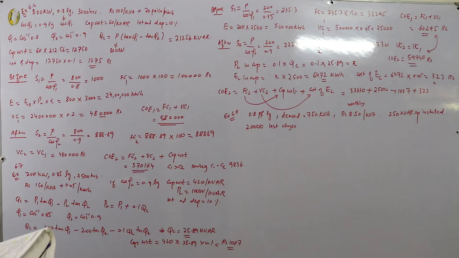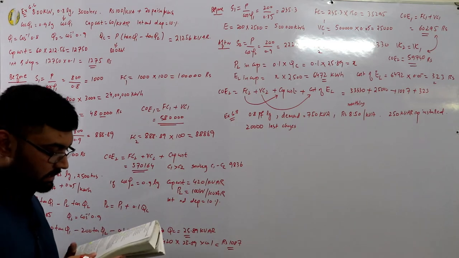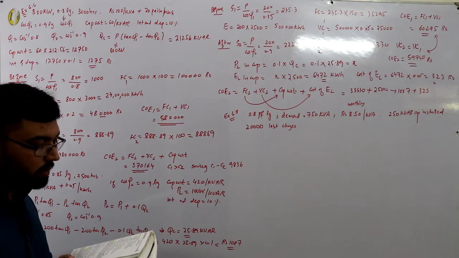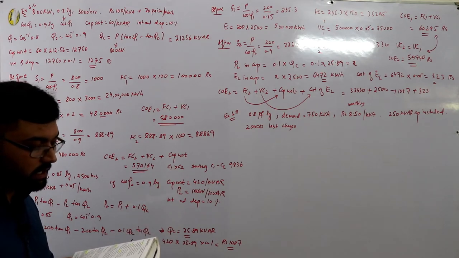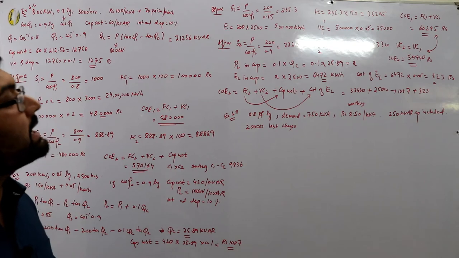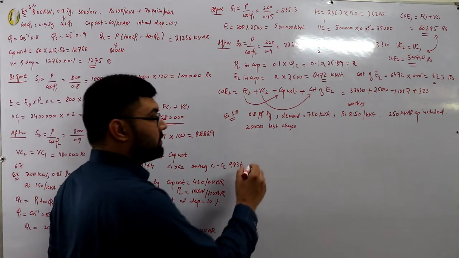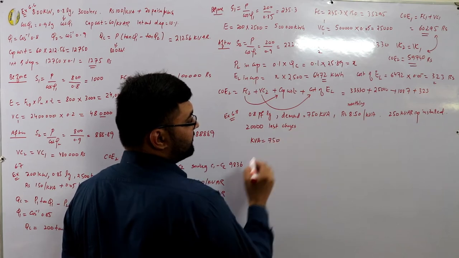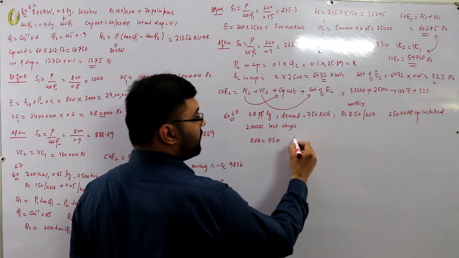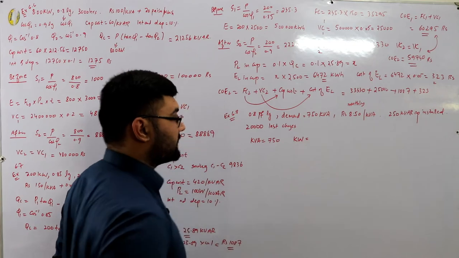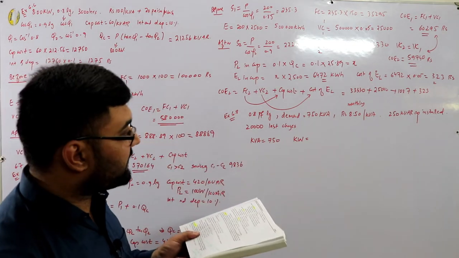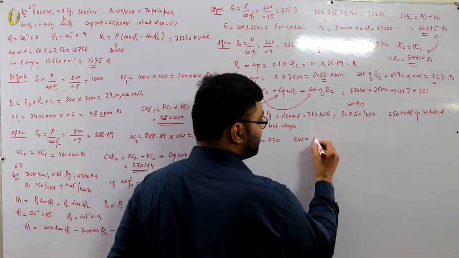We'll just go for it. First, what we need is the kilowatt and the kVAR components. We are given the kVAs, which are 750. Now the kilowatts, how do we find the kilowatts? That is kVA multiplied by cos of phi.